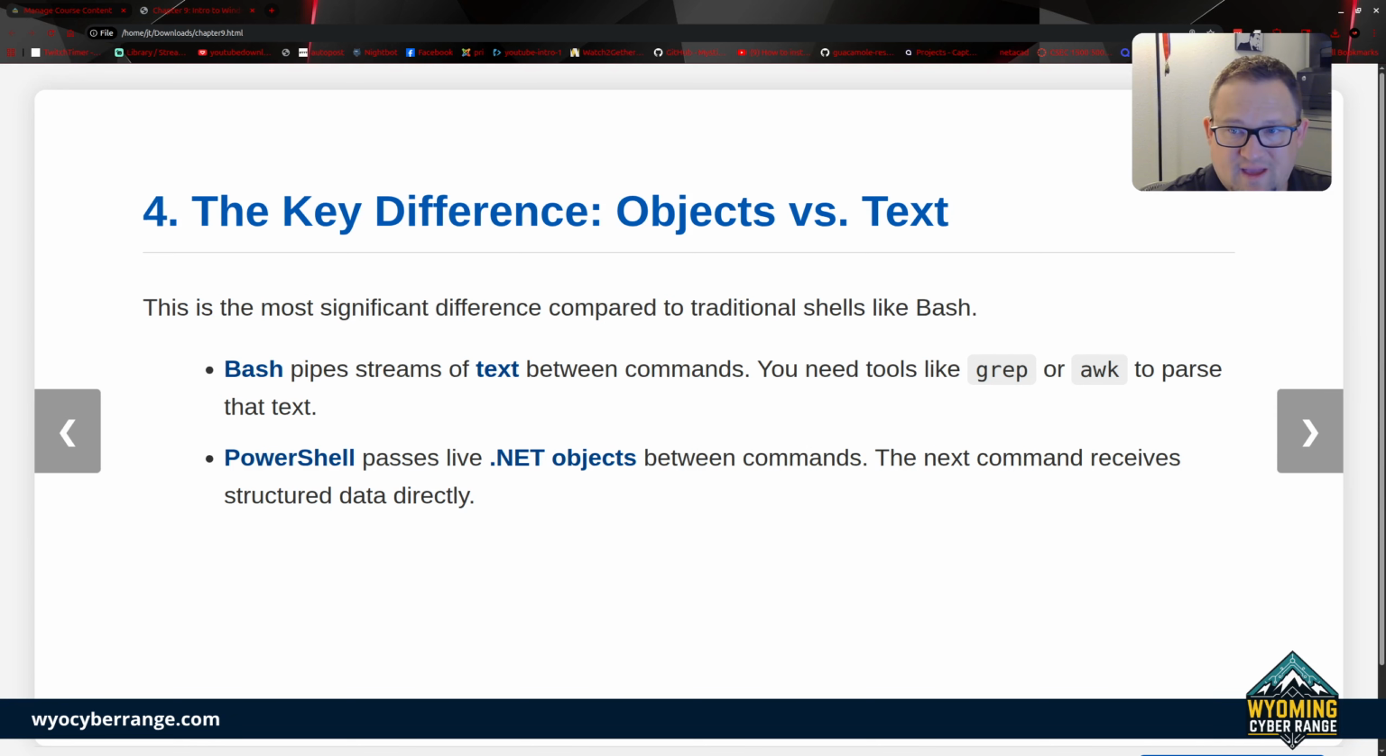PowerShell doesn't do that. When you pipe commands in PowerShell, you're passing structured .NET objects from one command to the next. Think of this object like a container. This container has a lot of data in it, but every bit of data is labeled. This is what makes it such a big game changer.